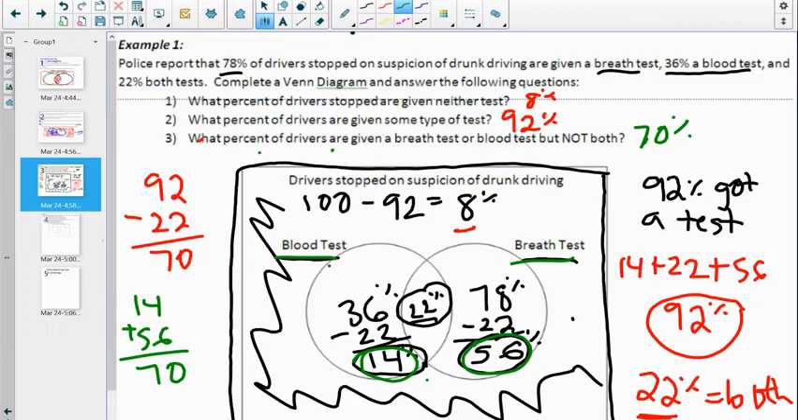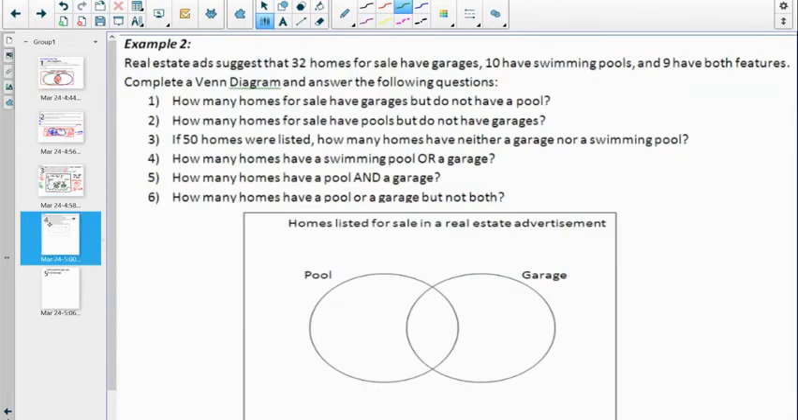So now we'll continue. Again, feel free to rewind or pause, go at your own pace. Now again, we're going to fill in that Venn diagram. Real estate ads suggest that 32 homes for sale have garages, 10 have swimming pools, and 9 have both features. So we can fill out that 9 first because we know that 9 is both.